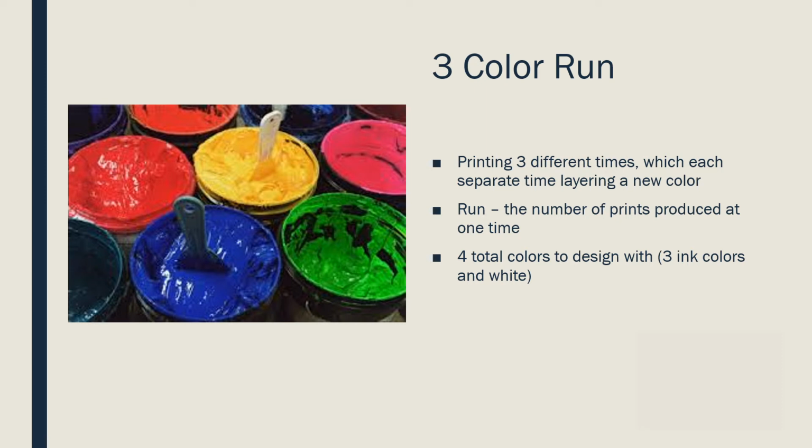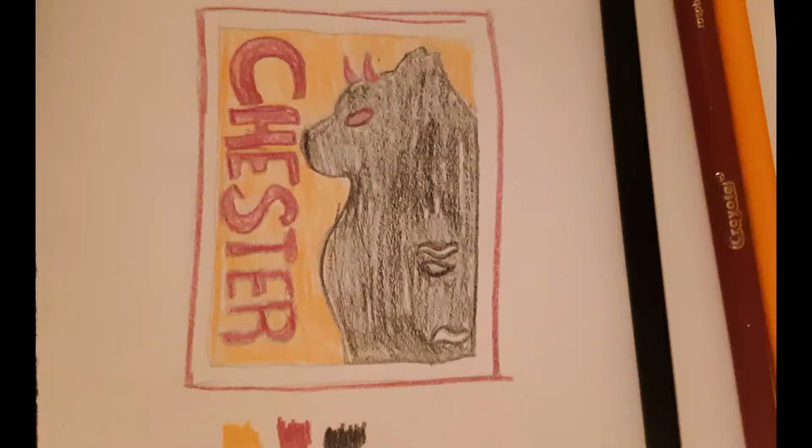In this project, we're going to do a 3 color run, which means we're going to actually print our poster 3 different times, each time adding a different color. That means we will actually have 4 colors to design our posters with, the 3 color inks we use, and white. For example, here's a full color sketch of my design.